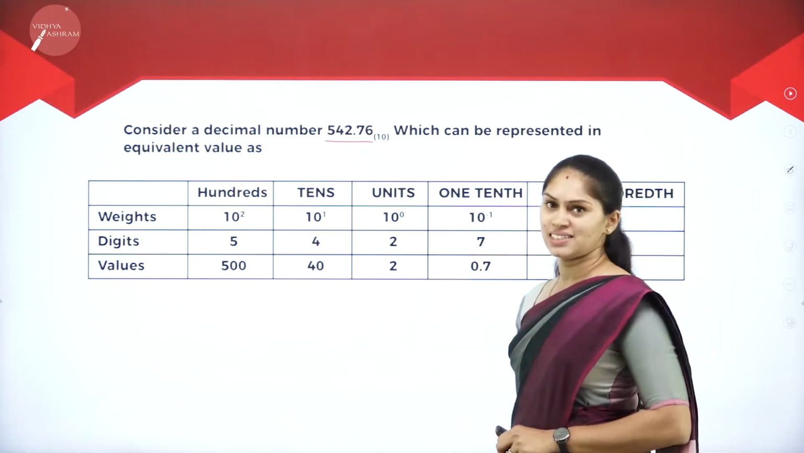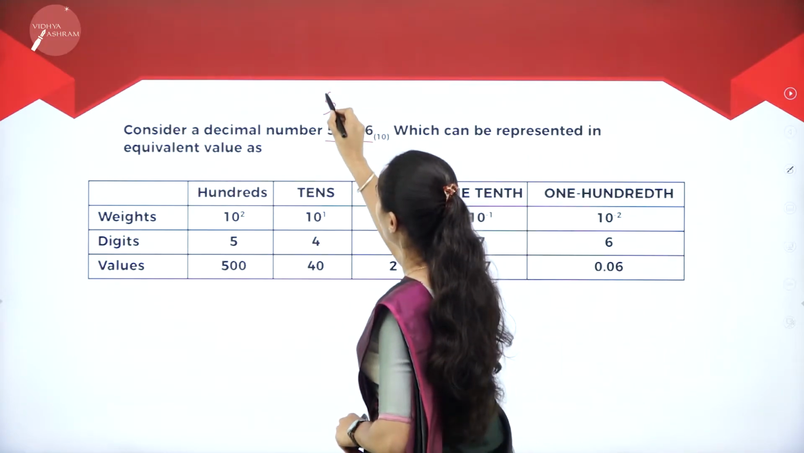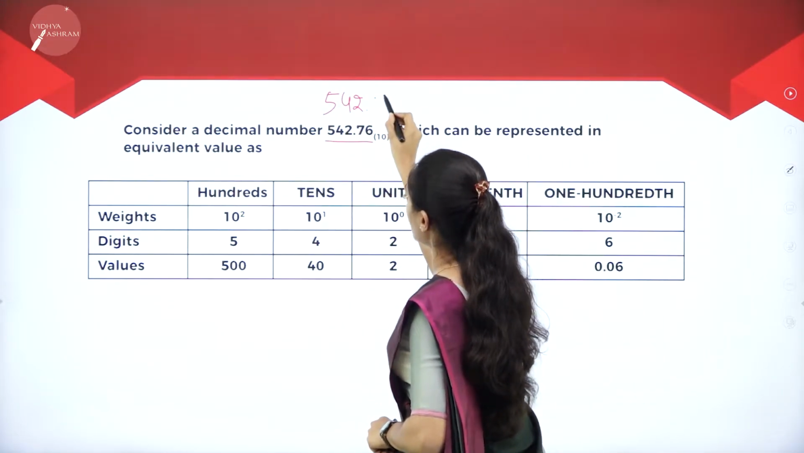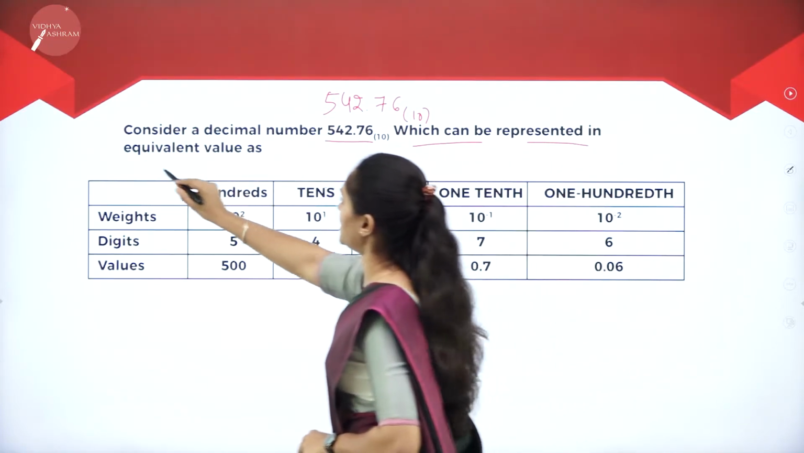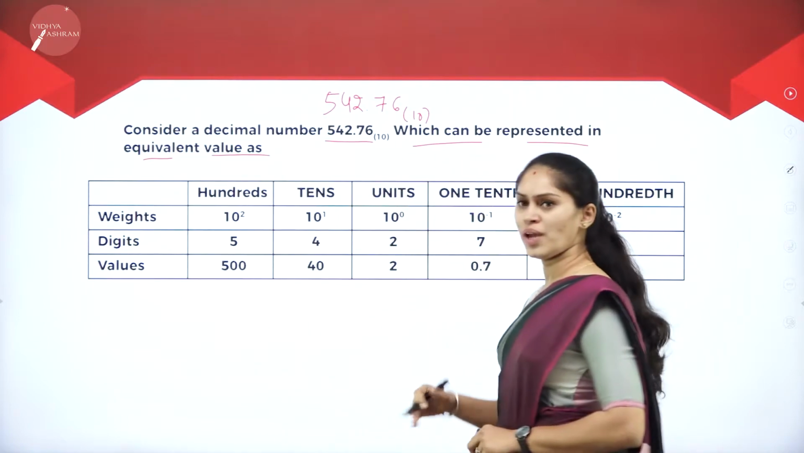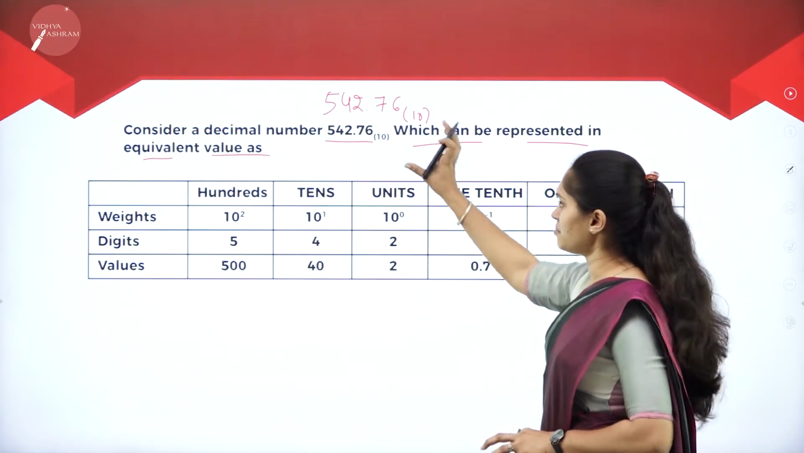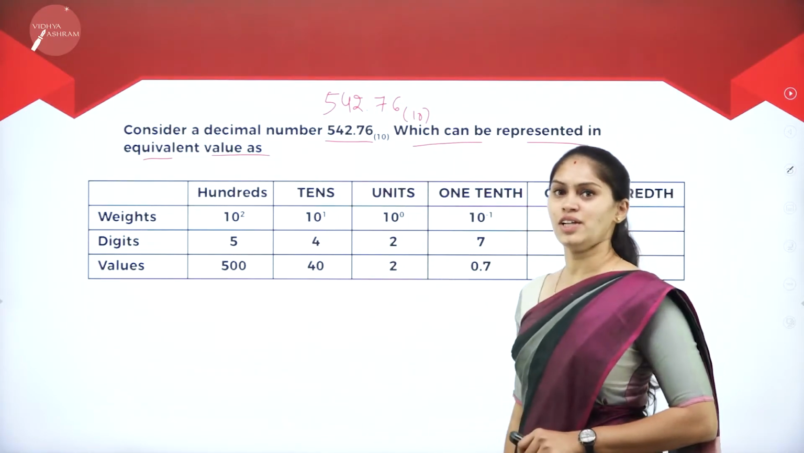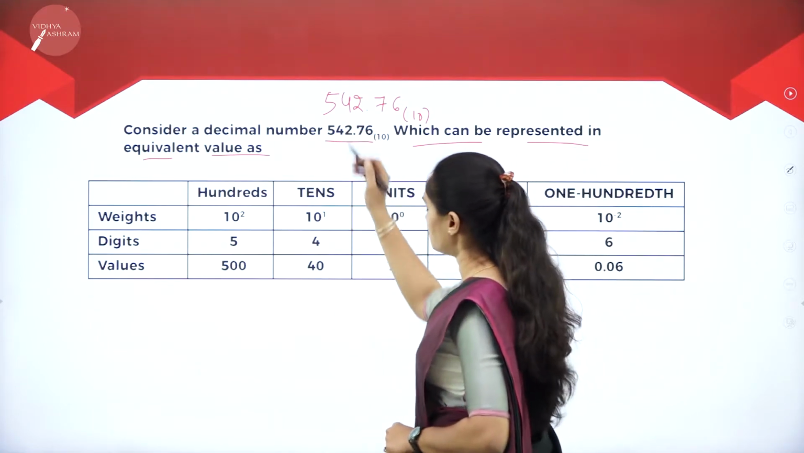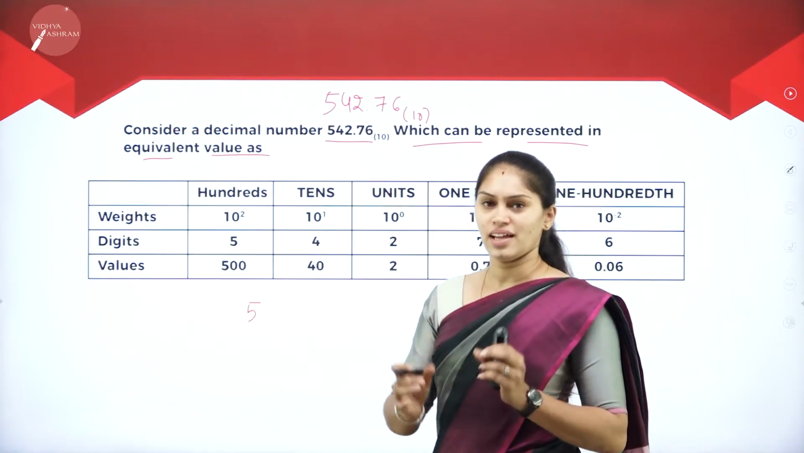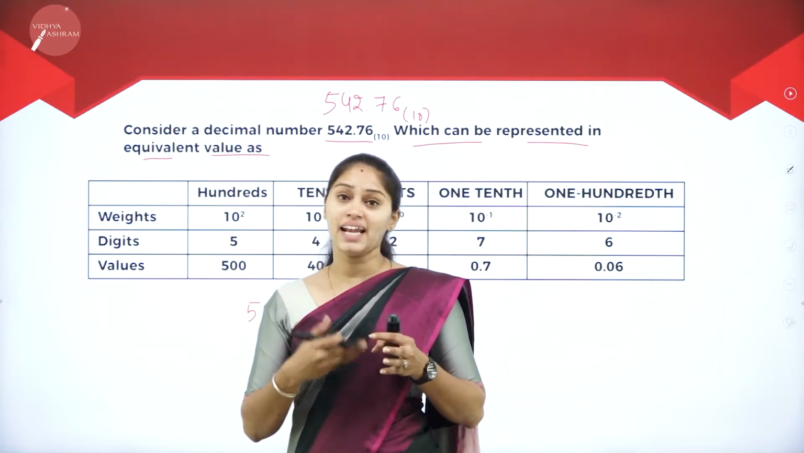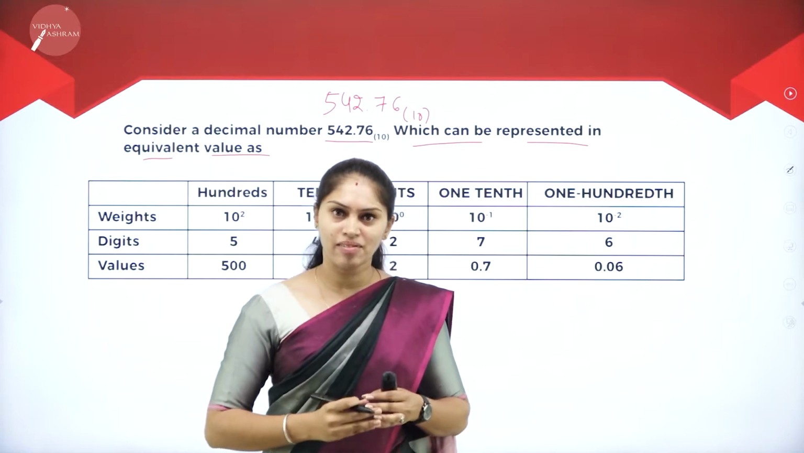542.76 base 10. So 542.76, which is base 10, can be represented in its equivalent value. How are we going to represent this decimal number in its equivalent value? Okay. So what is the first number I have? I have 5. So understand one thing. How are we going to represent any number system in its equivalent value?